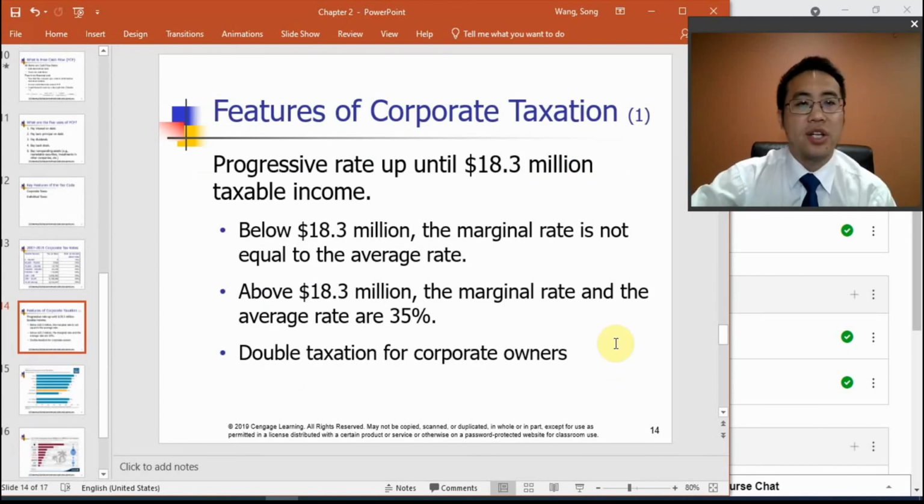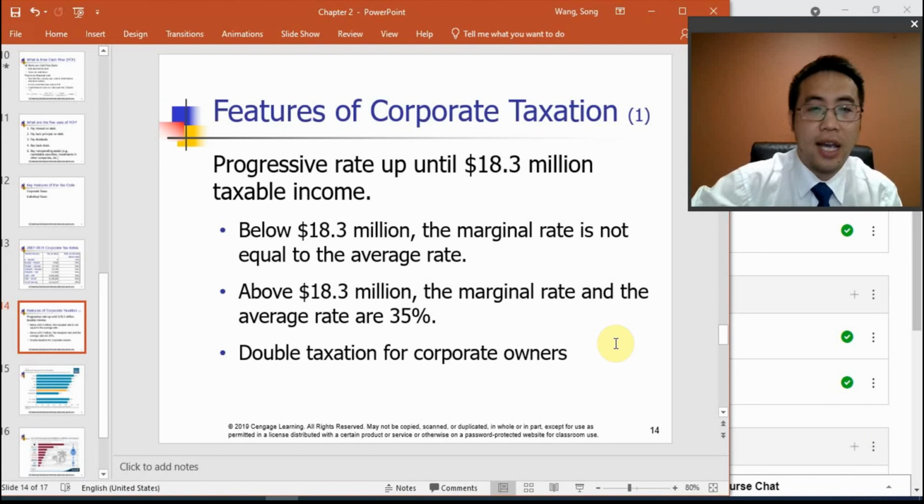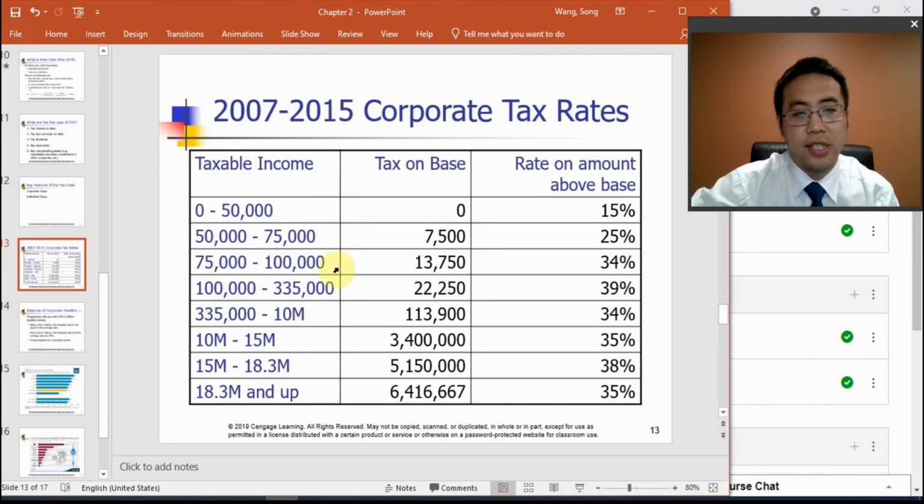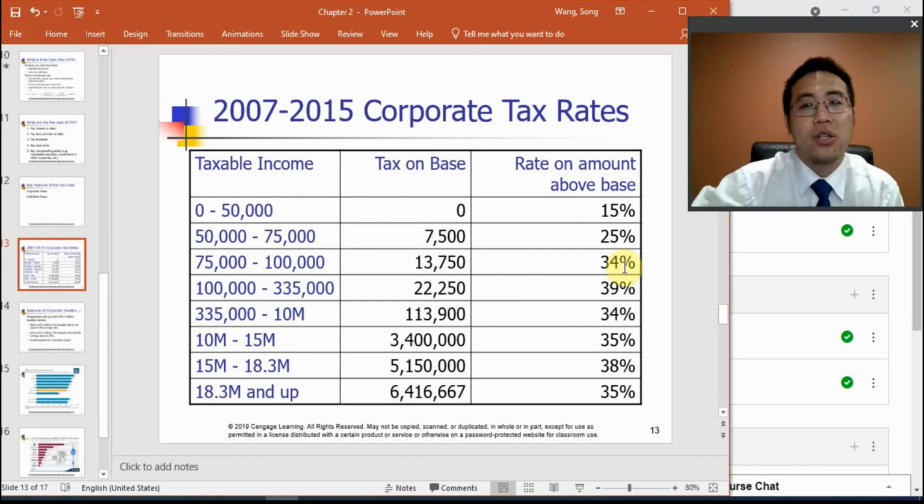The features of corporate taxation: first of all, it is a progressive tax rate, which means if you make, say, $100,000, your first $50,000 will be subject to a 15% tax rate, and then the next $25,000 will be charged at a 25% tax rate. Then the last $25,000 from 75 to 100,000 will be subject to a 34% tax rate. It's not necessarily that the corporate tax rate is higher than the income tax rate, and sometimes the individual income tax rate could be higher than corporate tax when the taxable income is the same.